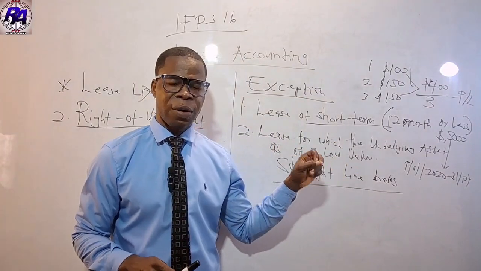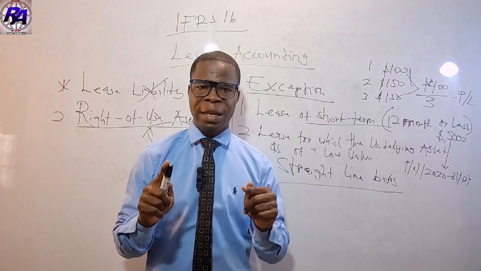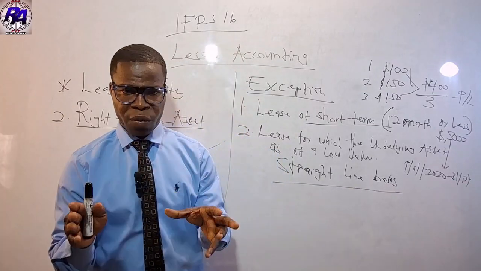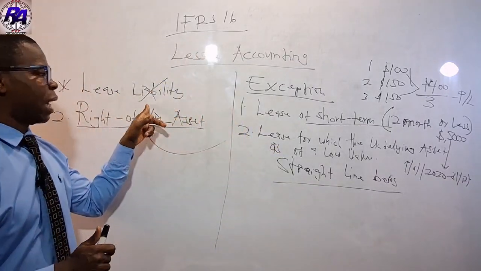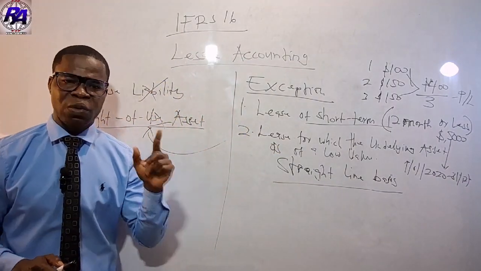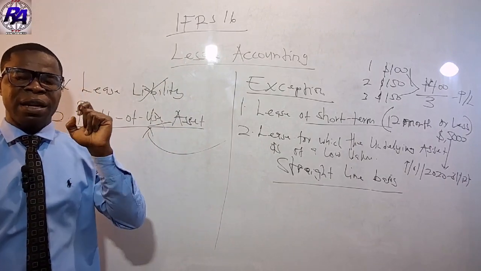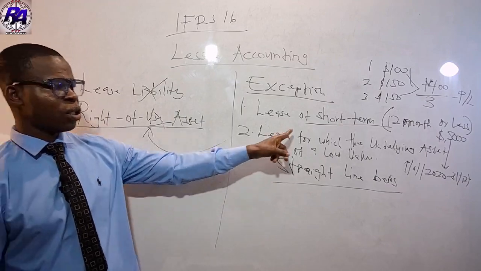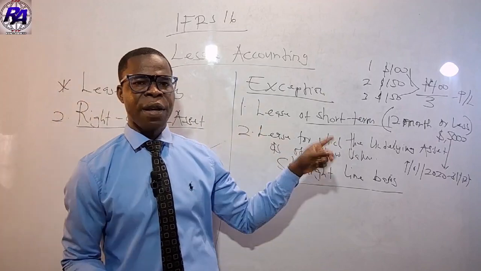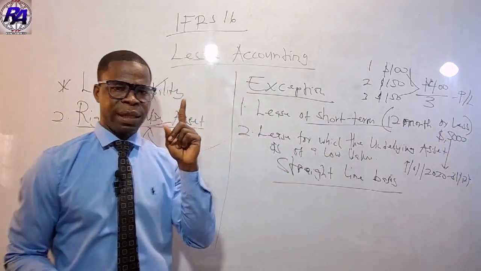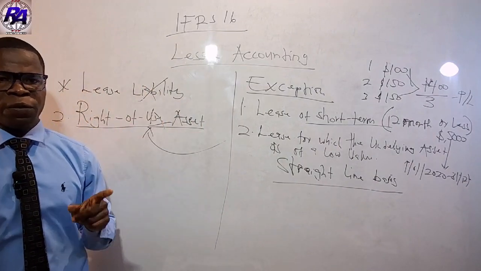So take note of the way a lessee must recognize a lease contract. In summary, generally a lessee must account for a lease liability and a right of use asset when there is a lease contract. The exception is that if the lease contract in question is of a short term, or the underlying asset in the lease contract is of a low value, then the lessee is exempted from recognizing a lease liability and a right of use asset.